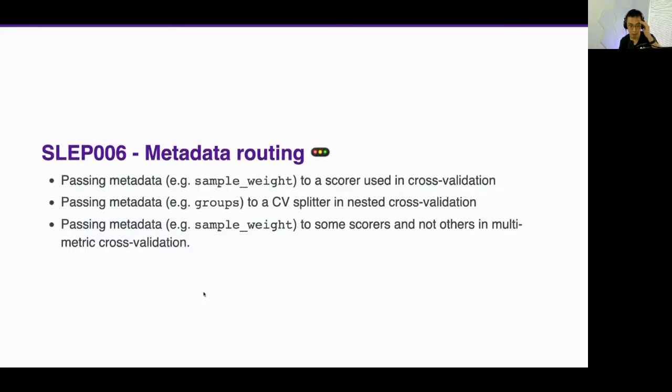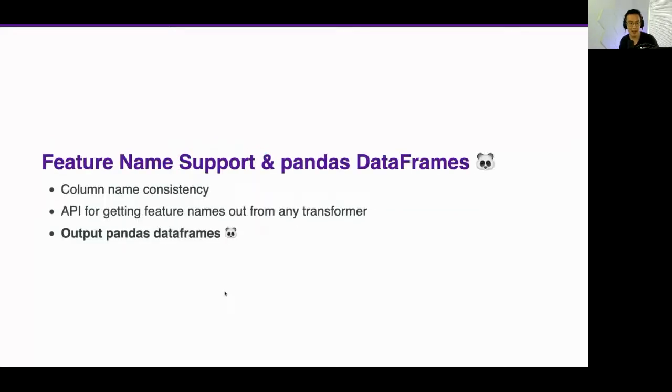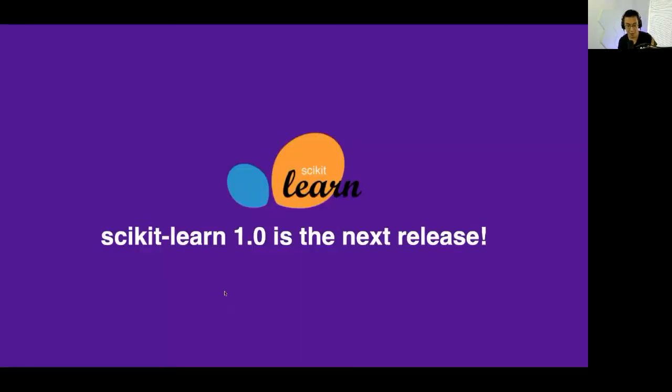One big push is for metadata routing, which is enhancement proposal 6, which gives users a way to pass metadata around that was not possible in the past. Also, one big push recently is to support feature names, and it involves column name consistency, getting feature names from every transformer, and in the future, hopefully, get pandas data frame output from scikit-learn transformers. And lastly, scikit-learn 1.0 is going to be the next release, so stay tuned for that.